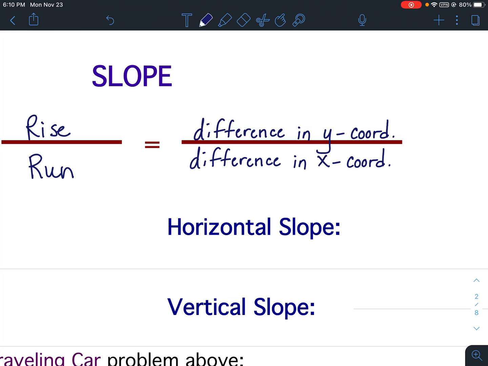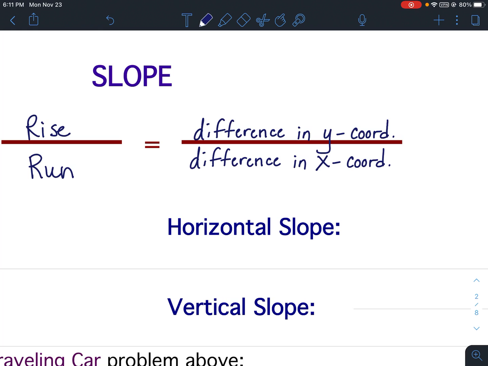The run is the x-coordinates. Remember, difference means to subtract. So if I want to find the rise, I take one y-coordinate and subtract the other y-coordinate. If I want to find the difference in x, I take one x-coordinate and subtract the other x-coordinate. So again, slope is rise over run, or difference in y-coordinates over difference in x-coordinates. Or another way you might hear it said is change in y over change in x.